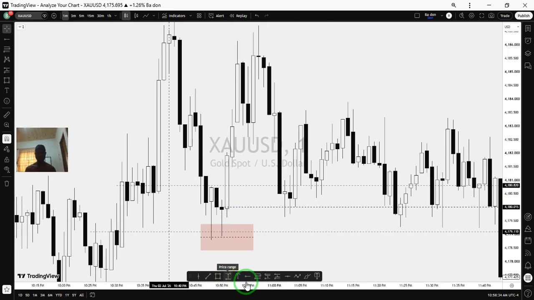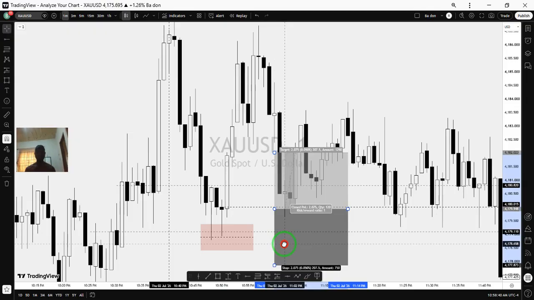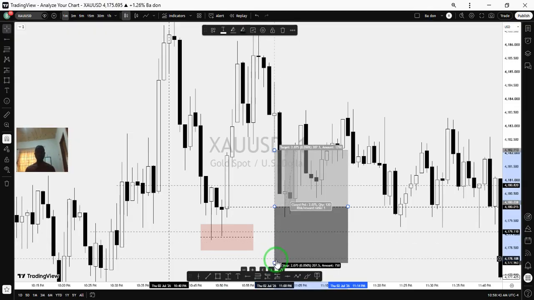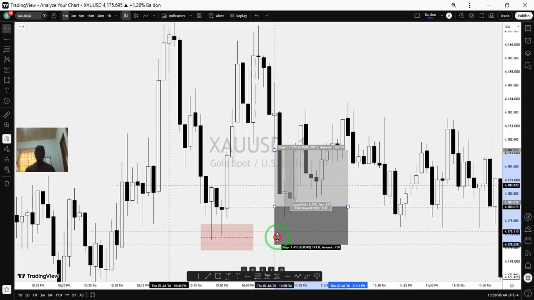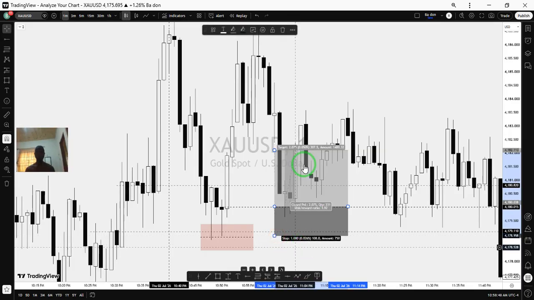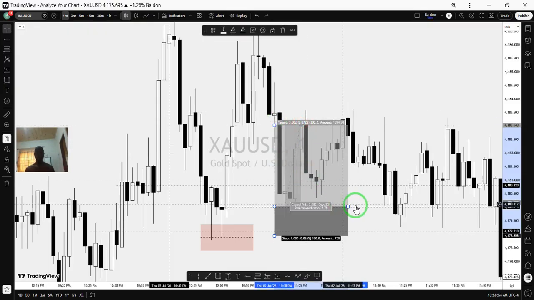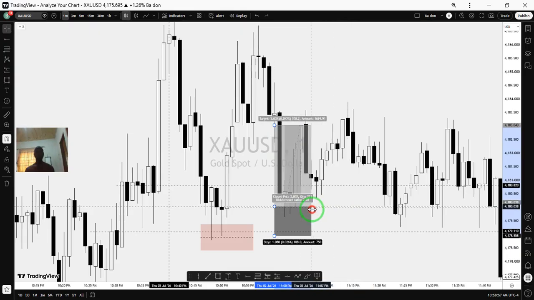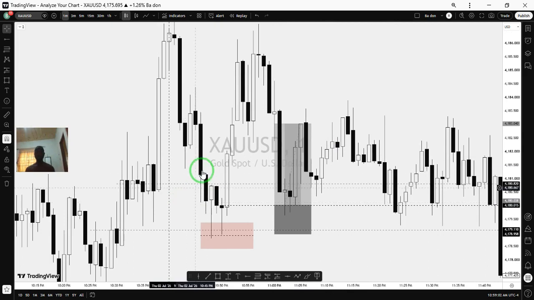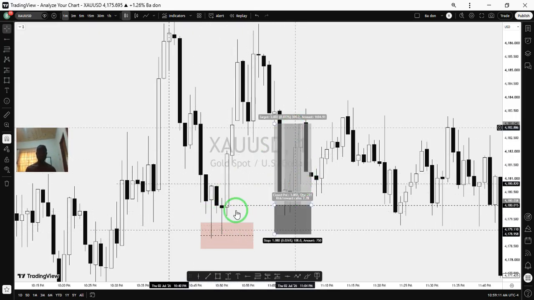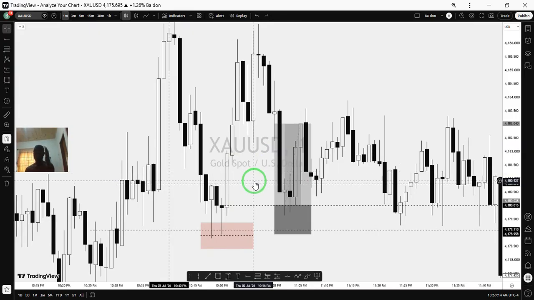Now our entry is at the change in the state of delivery and our stop loss at the low that formed that change in the state of delivery, and we are targeting a 1 to 3. And as you can see, it was a beautiful trade right there. You see how price violated the first POI and respected the second POI, and price gave us a 1:3 as a reward for our beautiful and wonderful patience.